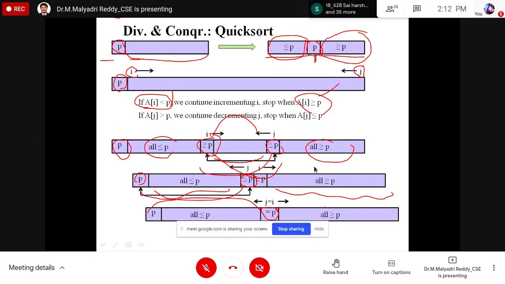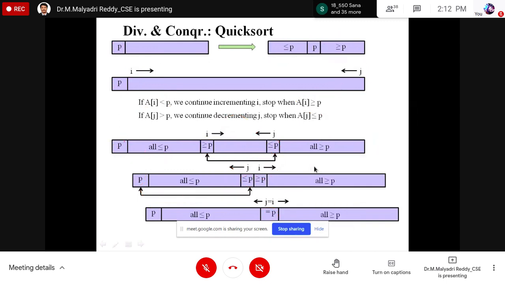Once again, listen. First, you choose the pivot. By choosing the pivot, the movement starts from left to right until you identify an element greater than the pivot element. Once the greater element is identified while moving from left to right, stop the ith value and go to the jth value. The movement comes from right to left. Whenever a small element is identified, stop the searching and swap the two elements.